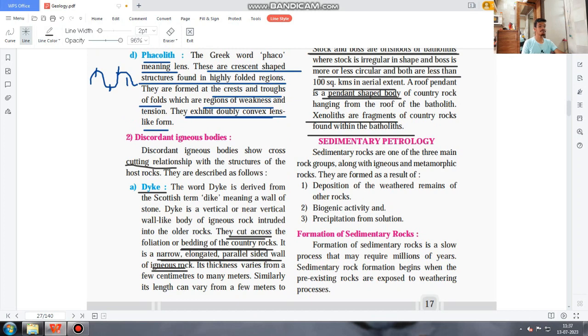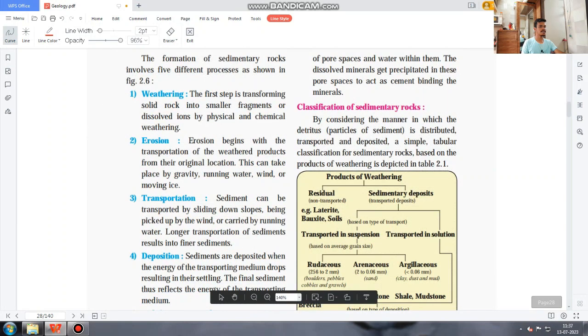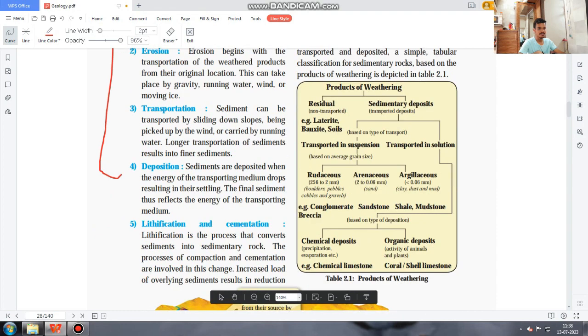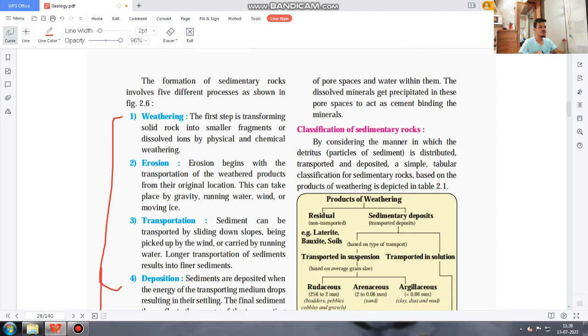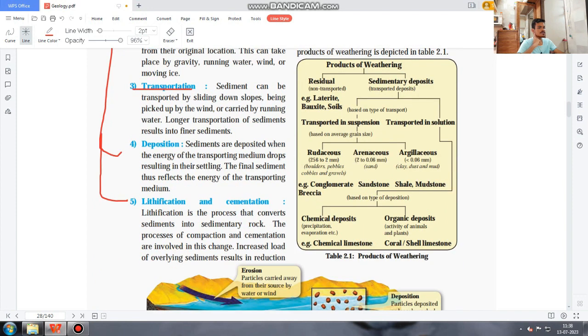Next we move on to the next part of the chapter, sedimentary rocks. This is the formation of sedimentary rocks. I'll mark it as a paragraph. They can ask a question: how are sedimentary rocks formed? You can't learn all this, so there are 5 points basically. You can write in your own words also, but you should know the technique of writing. First step: weathering, erosion, transportation, deposition, lithification, and cementation.